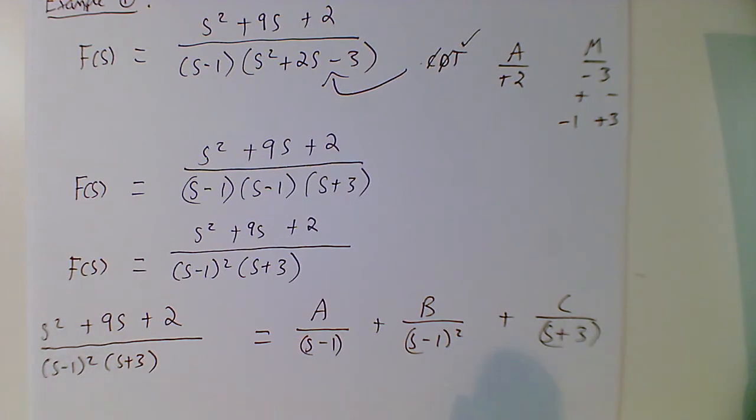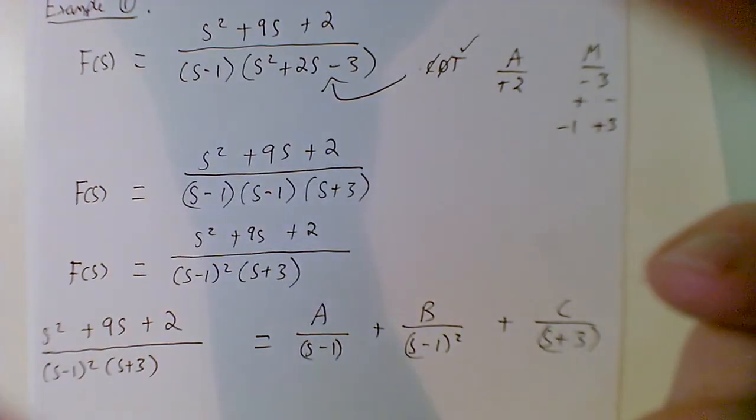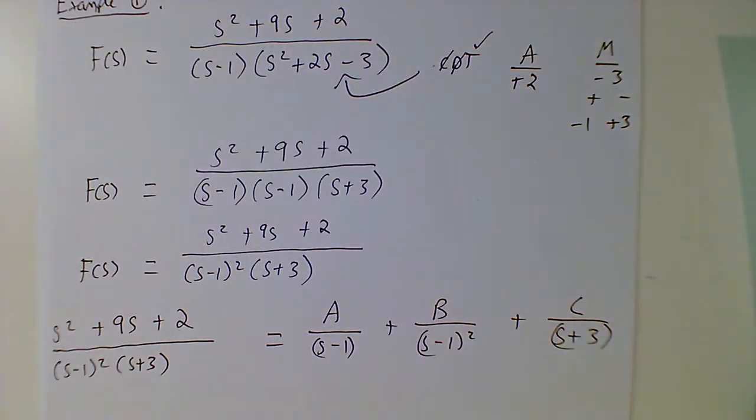Now, as I said to you before, if that was a cubed, you would have s take away 1, s take away 1 squared, and s take away 1 cubed. It's just the way to make partial fractions work. Try and adjust it because it was getting a wee bit blurry there. Right.